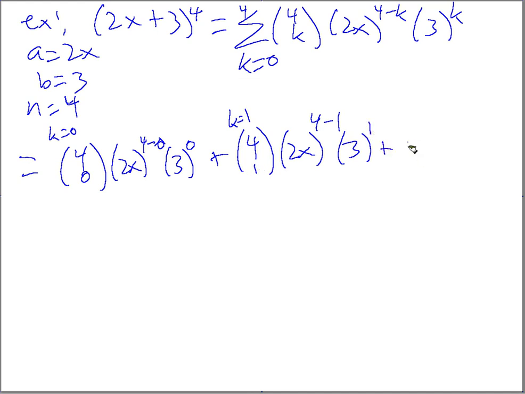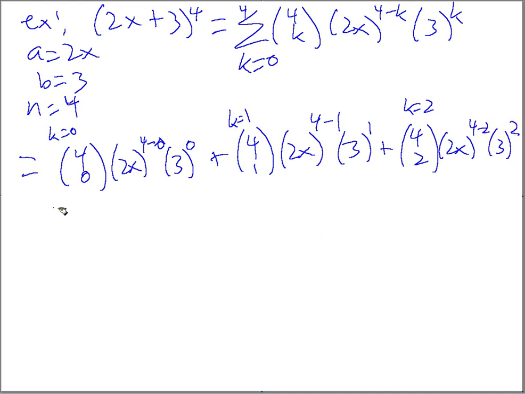Plus, what's the third term? Well, the third term is 4 choose 2. Now k is 2 in the third term. So the first term k is 0, the second term k is 1, the third term k is 2. So what are the powers going to be? Well, it'll be 2x to the 4 minus 2 and 3 to the second power.